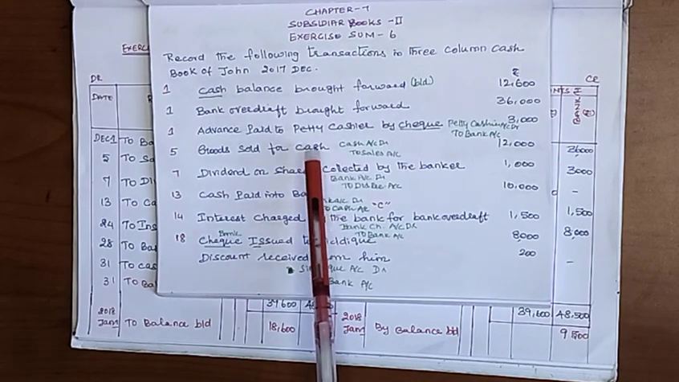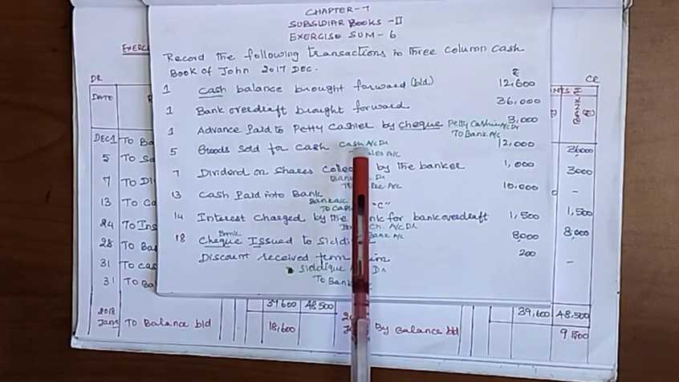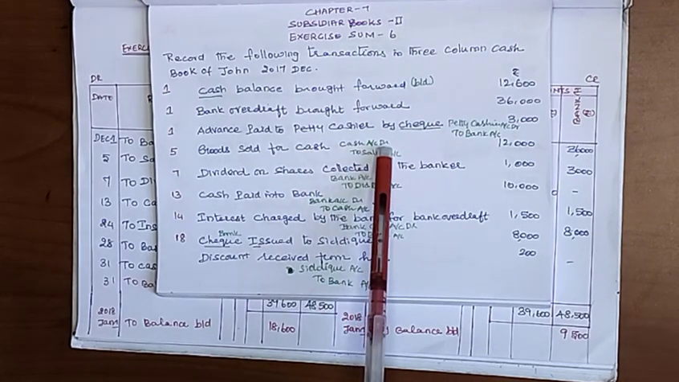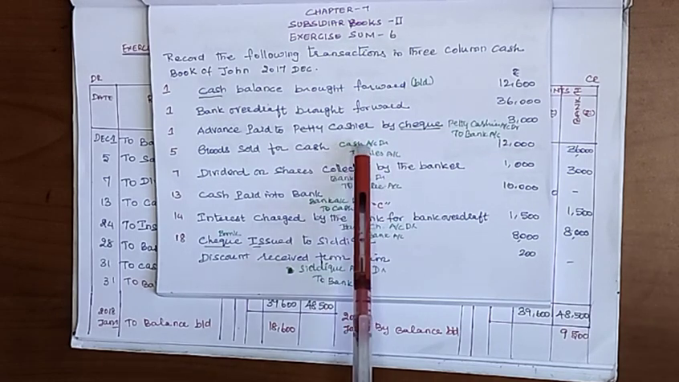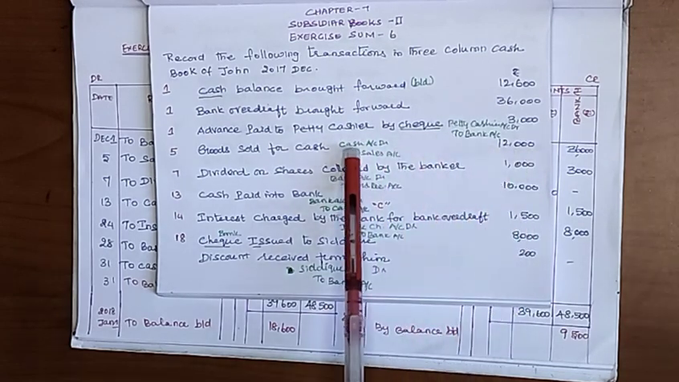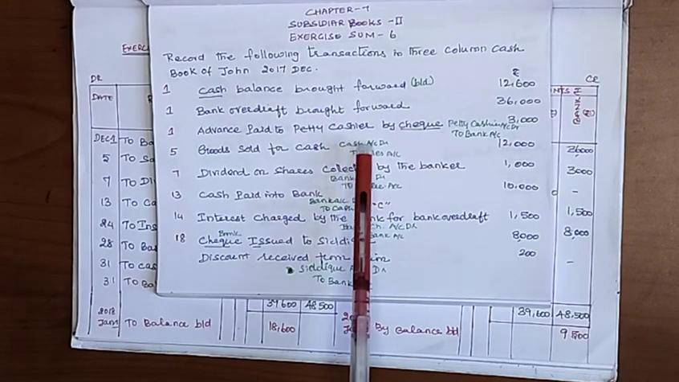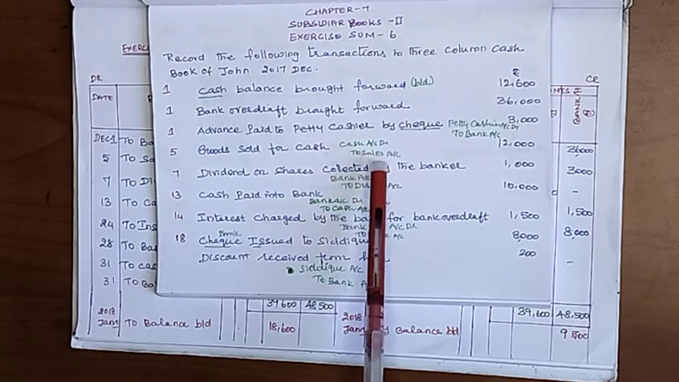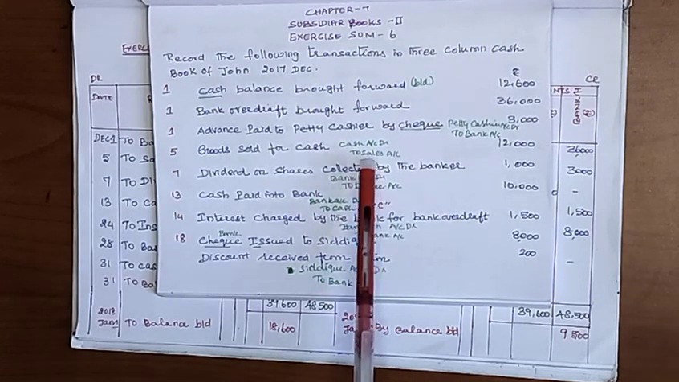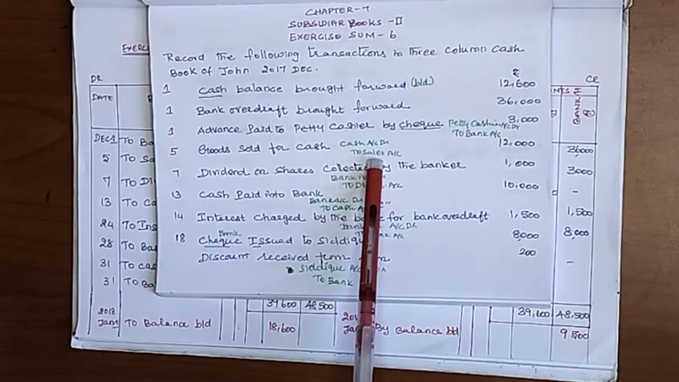This transaction is a cash transaction. So you have to find where cash is. Cash is on the debit side. So you go to the debit side, the debtor side, and enter 12,000 rupees in the cash column. What is the opposite account from the cash account? Sales account. You have to enter the opposite account on the debit side.